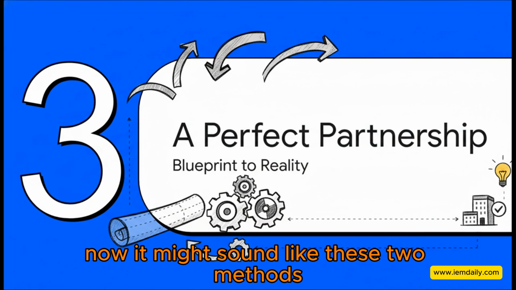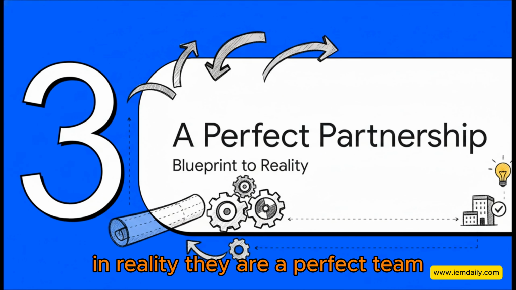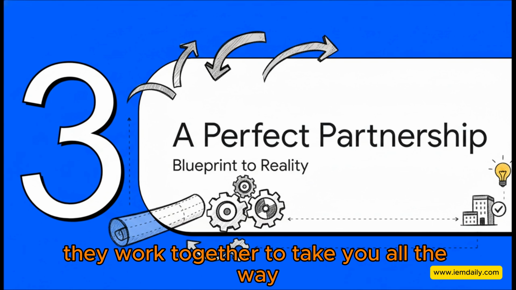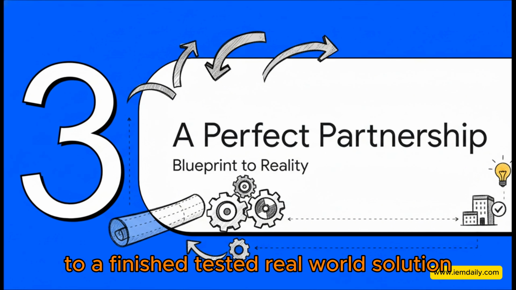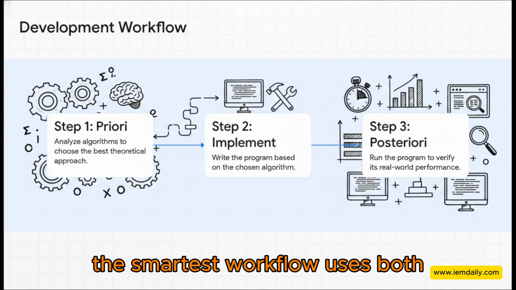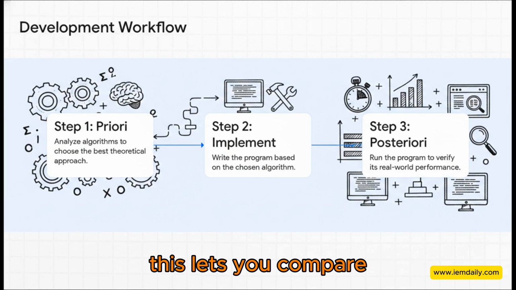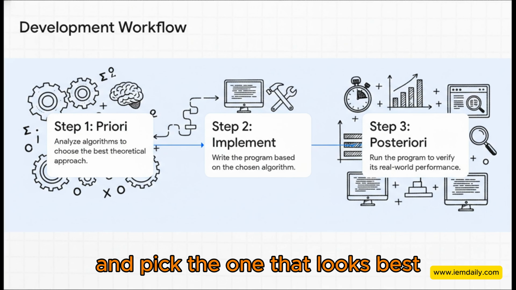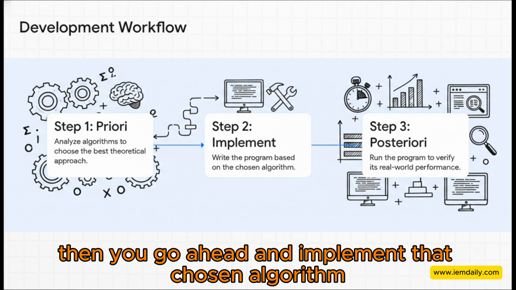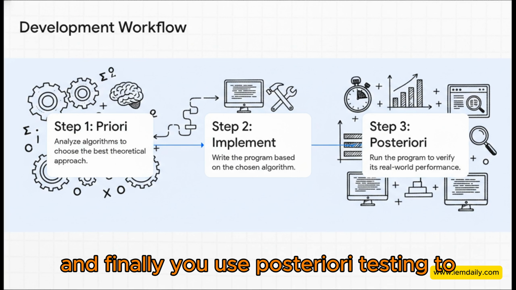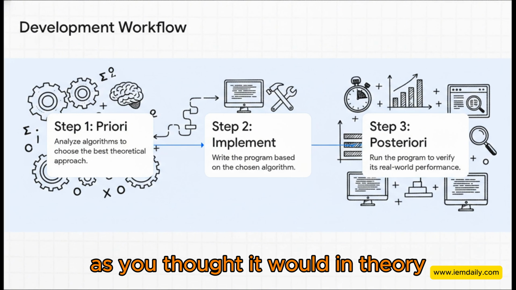Now, it might sound like these two methods are fighting each other, but that's not it at all. In reality, they are a perfect team. They work together to take you all the way from the initial blueprint of an idea to a finished, tested, real-world solution. The smartest workflow uses both. See, you start with priori analysis. This lets you compare a bunch of different ideas on paper and pick the one that looks best before you waste a bunch of time coding. Then, you go ahead and implement that chosen algorithm. And finally, you use posteriori testing to make sure it actually works as well in the real world as you thought it would in theory.